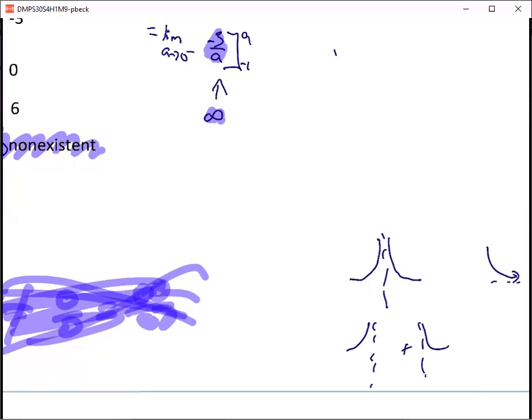Or if we want to evaluate the integral either from an asymptote or to an asymptote, a vertical asymptote, then we have to break it up, or we have to apply it to the limit function.